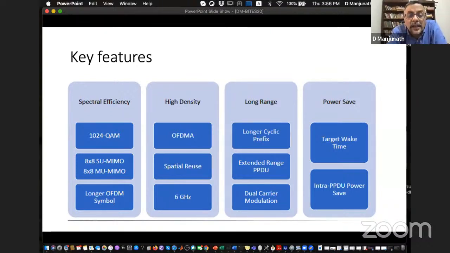The other trick is to allow for high density. It is expected now that there will be a slightly larger range. And because of the larger range, there could be more nodes that are using Wi-Fi.